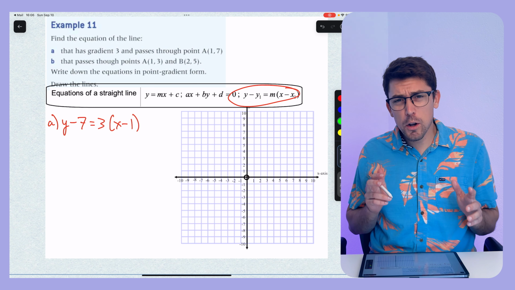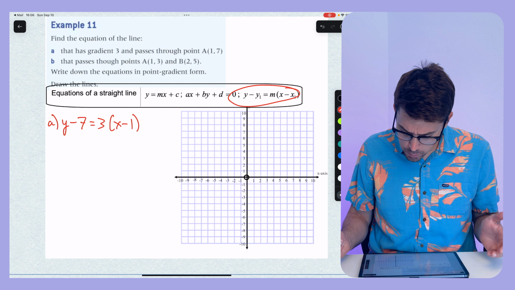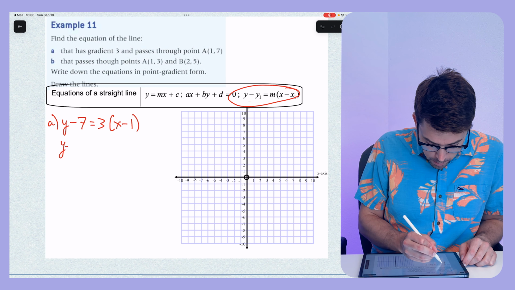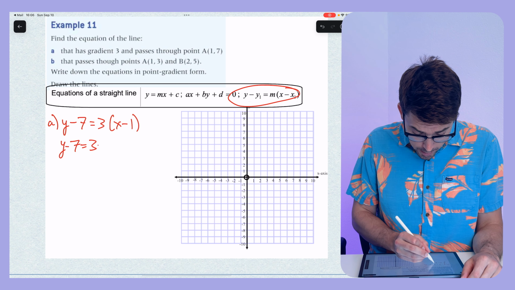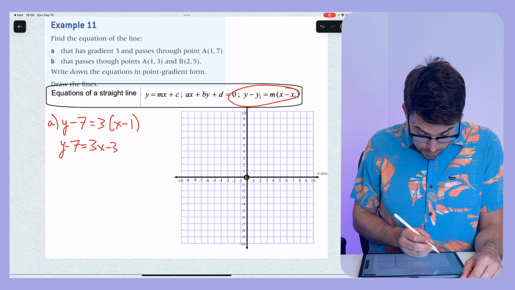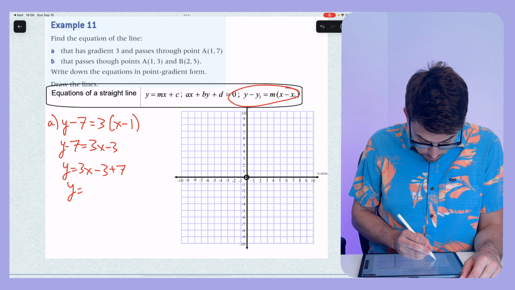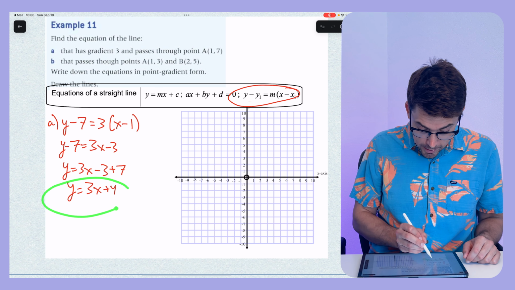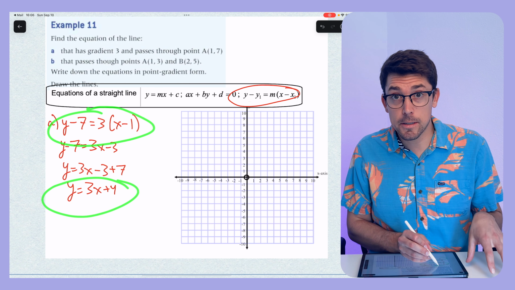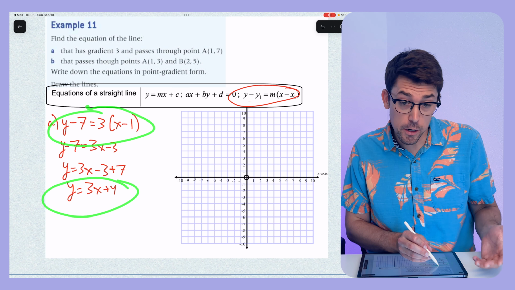Now, if I wanted to rewrite this in our standard y equals mx plus c form, this actually wouldn't be too difficult. And you can do it directly from this equation, because all I would have to do is distribute that 3. So I'd have 3x minus 3. And then I would just move that 7 over. I would have y is equal to 3x minus 3 plus 7. That's going to give me y is equal to 3x plus 4. So again, these two equations right here are referring to the exact same line. They will give you the exact same input and output depending on what you put into the function.